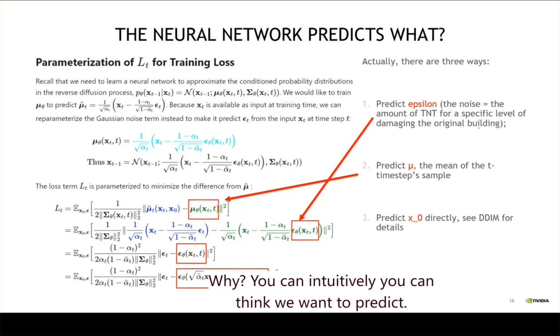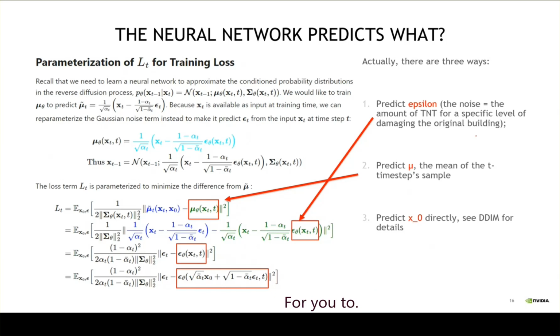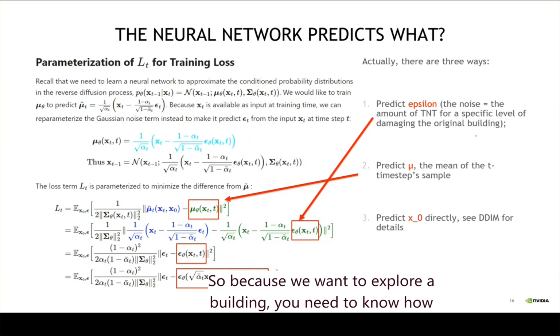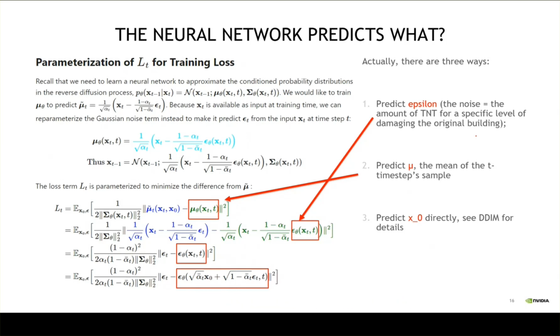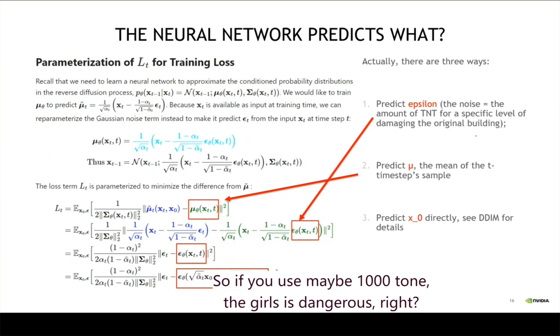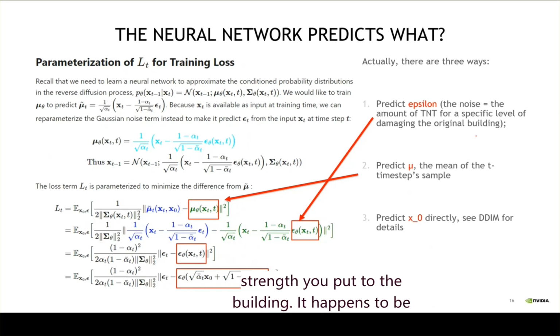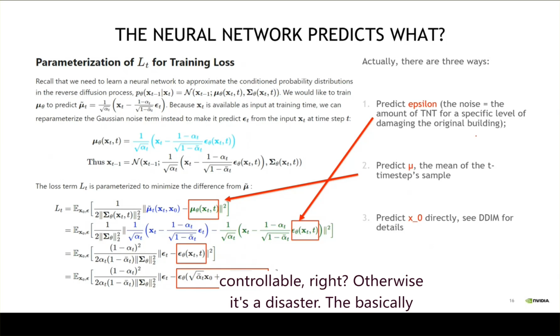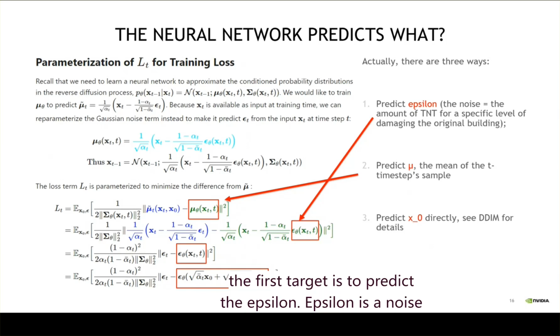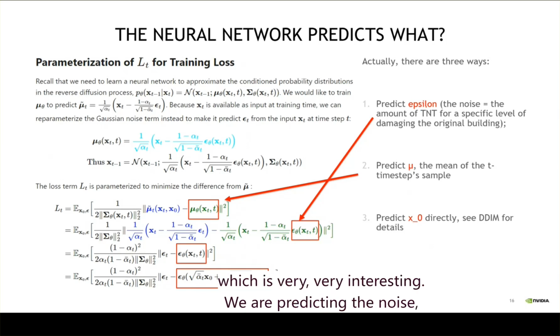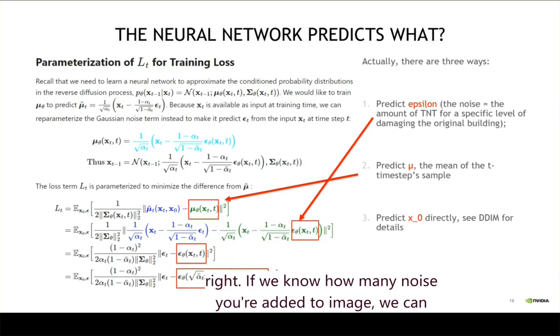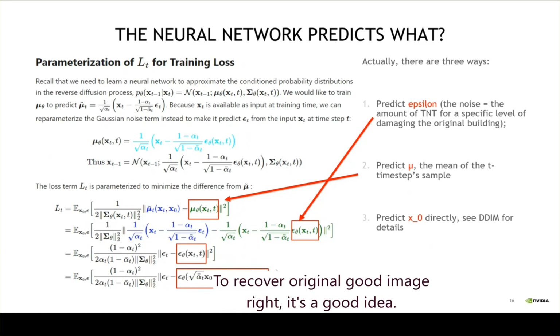Intuitively, you can think we want to predict the amount of TNT needed to do a specific level of damage to the building, right? When you want to explode a building, you need to know how much TNT to use. If you use maybe 1,000 tons, well, that is dangerous. You have to be accurate on the amount of strength you put to the building. It has to be controllable, otherwise it's a disaster. So the first target is to predict epsilon. Epsilon is noise, which is very interesting. If we know how much noise you added to an image, we can erase it to recover the original good image. It's a good idea.